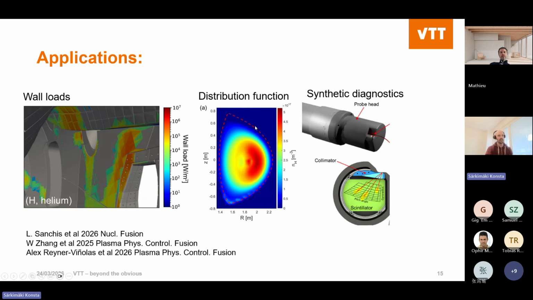And then, more physics-wise, ASCOT is used to calculate the distribution function, because that is essentially why ASCOT is tracing these particles. And then the third main topic that ASCOT is doing is to model synthetic diagnostics, so you know where you can put your diagnostics and what kind of signal you expect in an experiment.